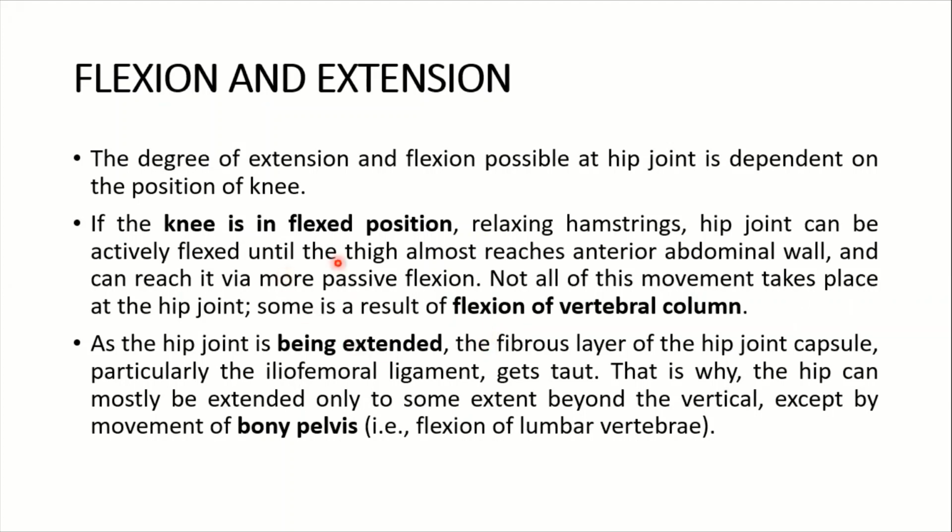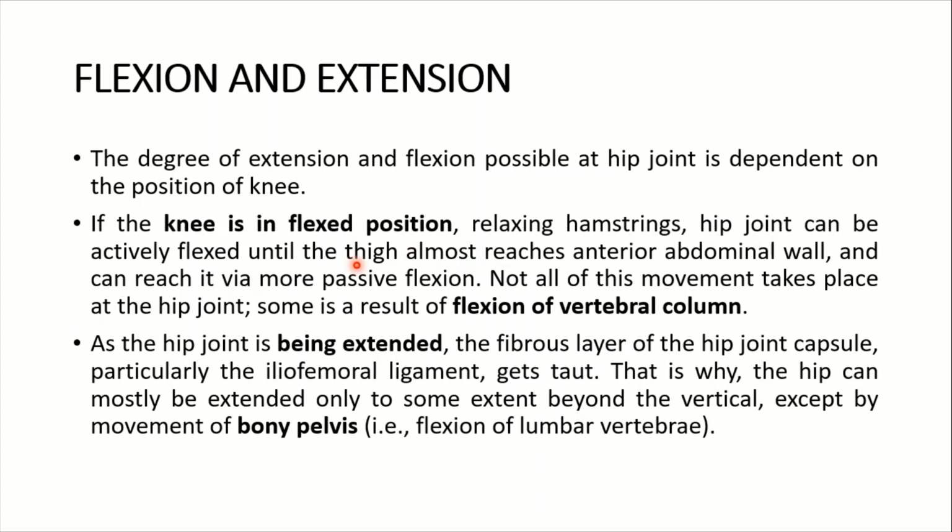When the knee is flexed, it relaxes the hamstrings. The hip joint can be actively flexed until the thigh almost reaches the anterior abdominal wall, and can reach it via more passive flexion. Not all of this movement takes place at the hip joint. Some is a result of flexion of the vertebral column.